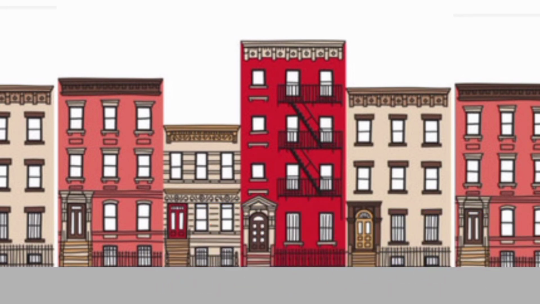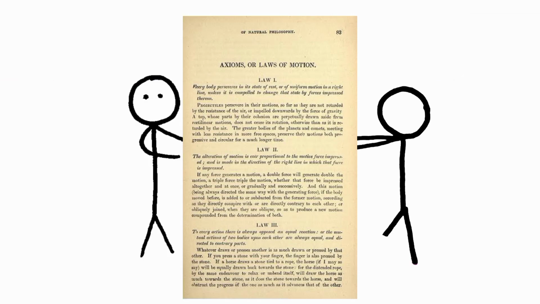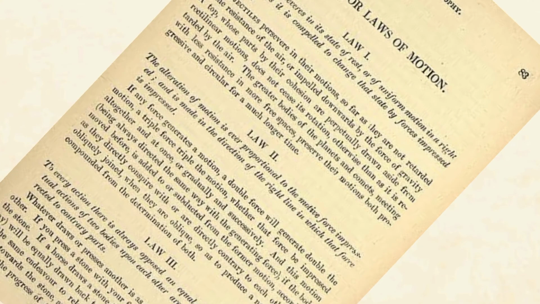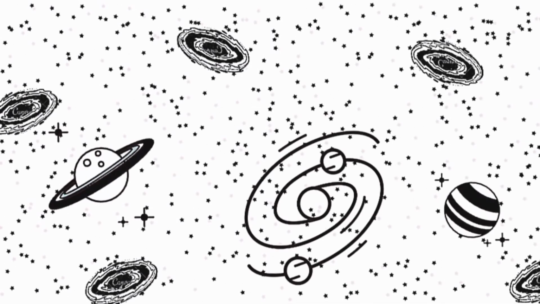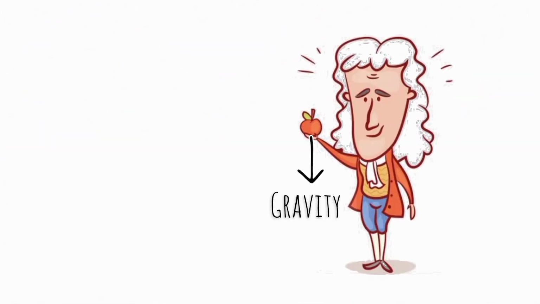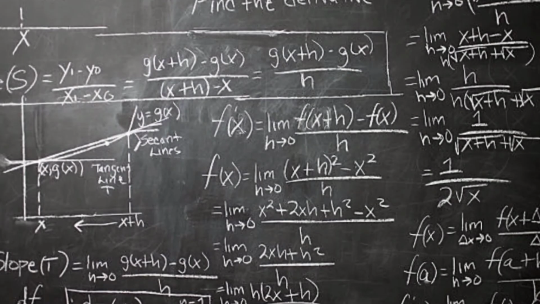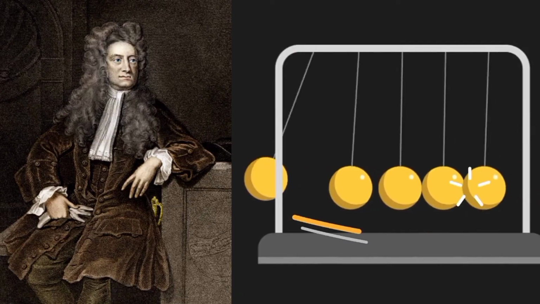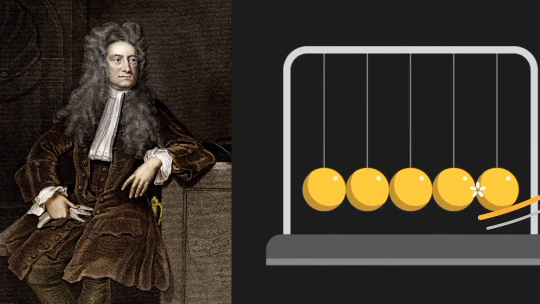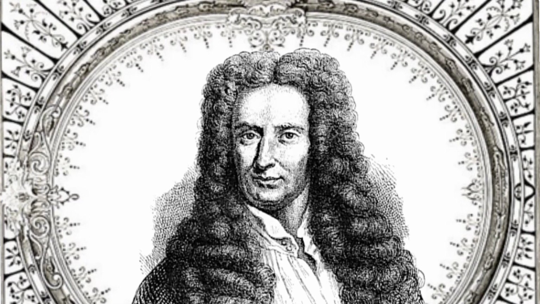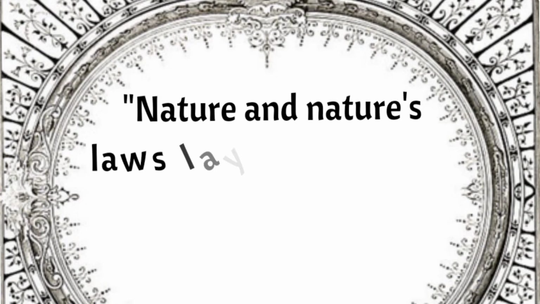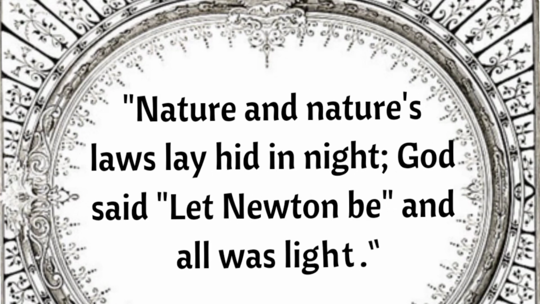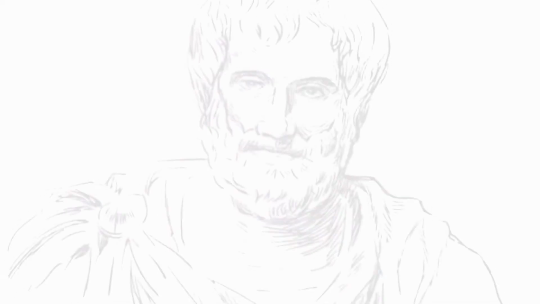Newton had mentioned these laws in the Principia. These laws of motion were a complete revolution. He had completely changed our way of looking at the universe. Newton also discovered gravity and made many other great accomplishments like calculus. That's why he's one of the most influential people in history. Once a great poet said, "Nature and nature's laws lay hid in night. God said, let Newton be, and all was light." Finally, ending the age-old philosophy of Aristotle.